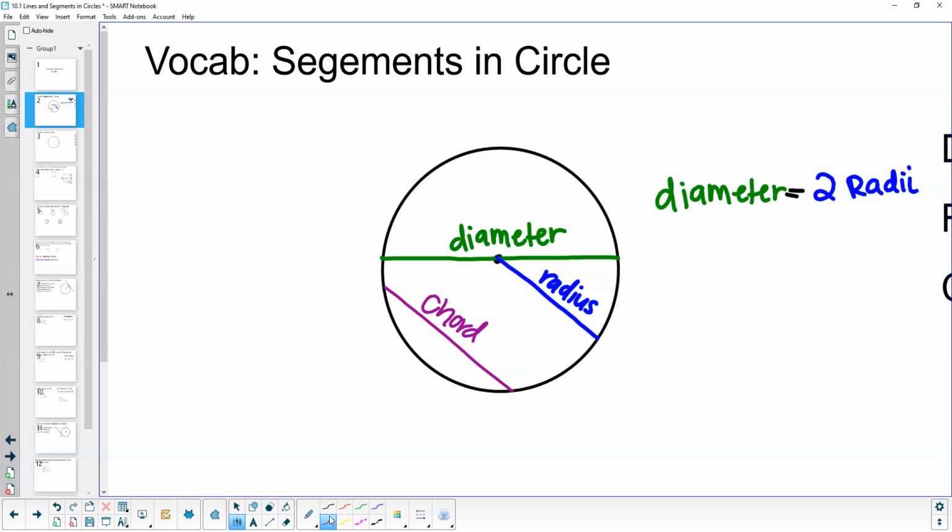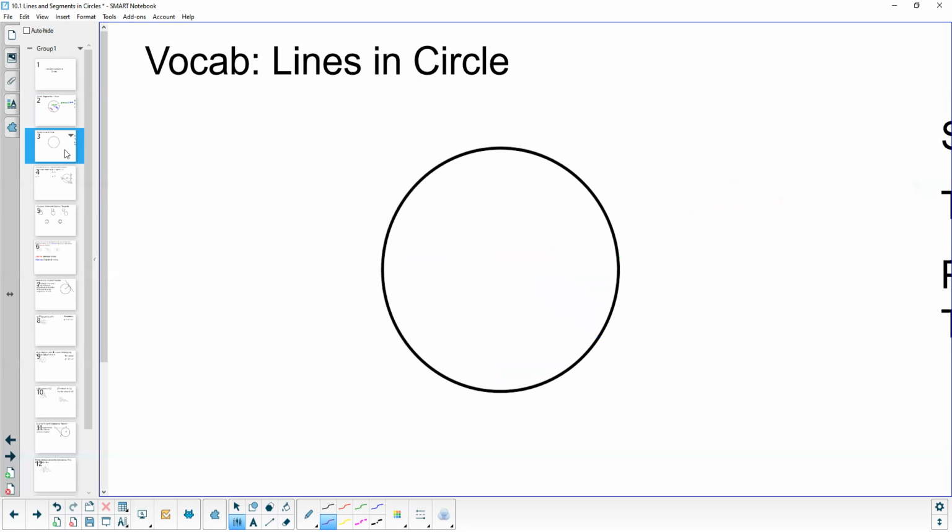So once we have segments, we also have lines that are compared to circles. When it comes to a line that goes through a circle, there are kind of 2 lines that we care about here. The first line that we care about is called a secant line. A secant line is related to a chord in the sense that it doesn't have to go through the center. But what it does is a secant line goes through the circle in 2 places.